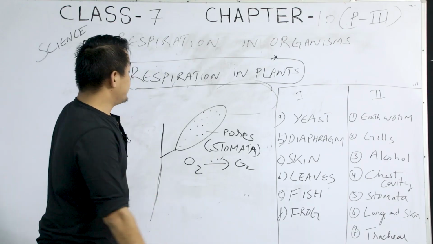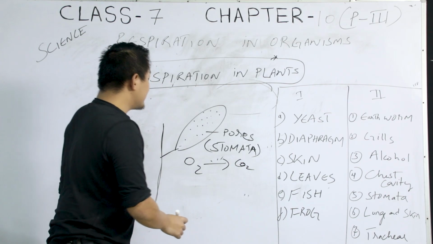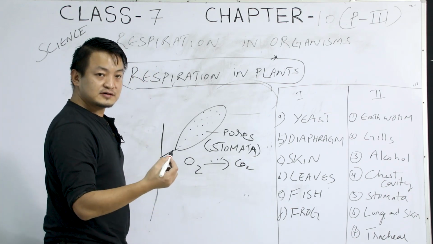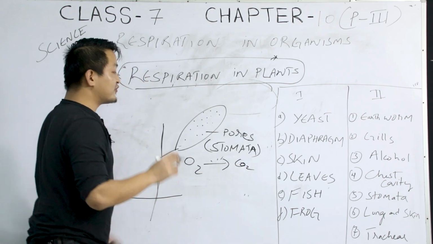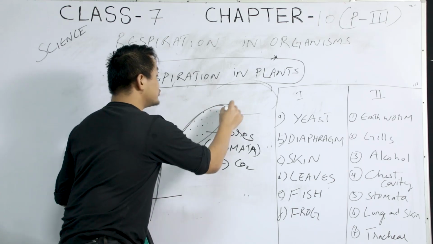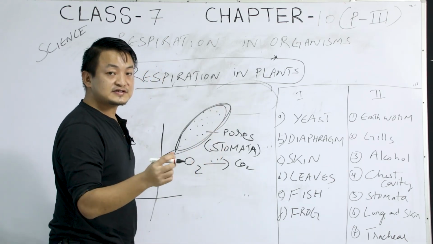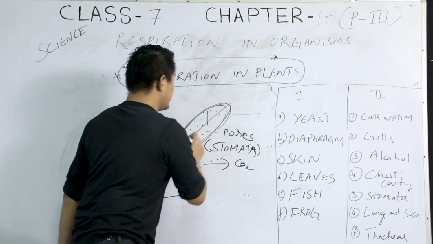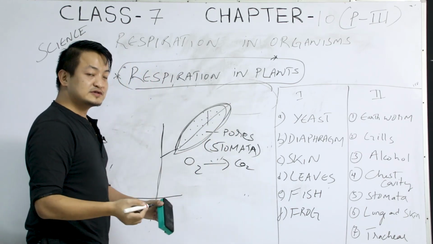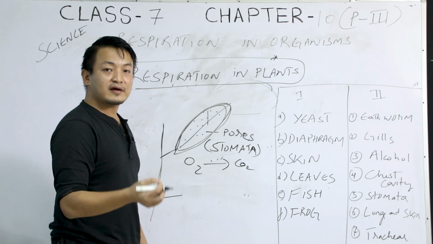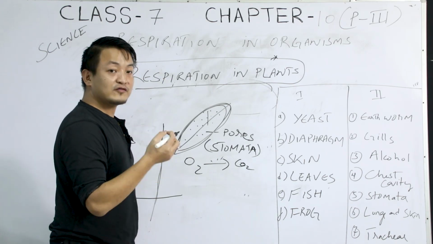Now, what about the roots? I'm sure you are now clear with how the exchange of gas takes place in the leaves. But now let's discuss the roots. Even the roots need air. They need a supply of air.